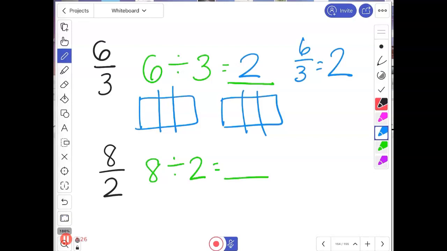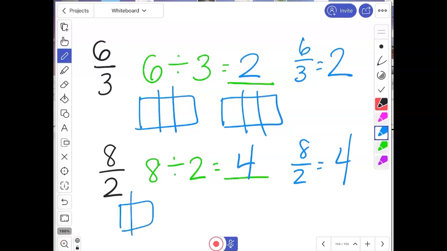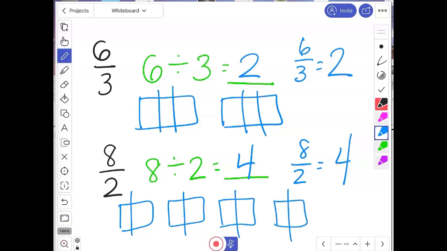8 halves is the same thing as 8 divided by 2, which is 4. So 8 halves equals 4. Because if I have to draw a bunch of cookies cut in half, I will have to draw 4 total cookies before I have 8 halves.